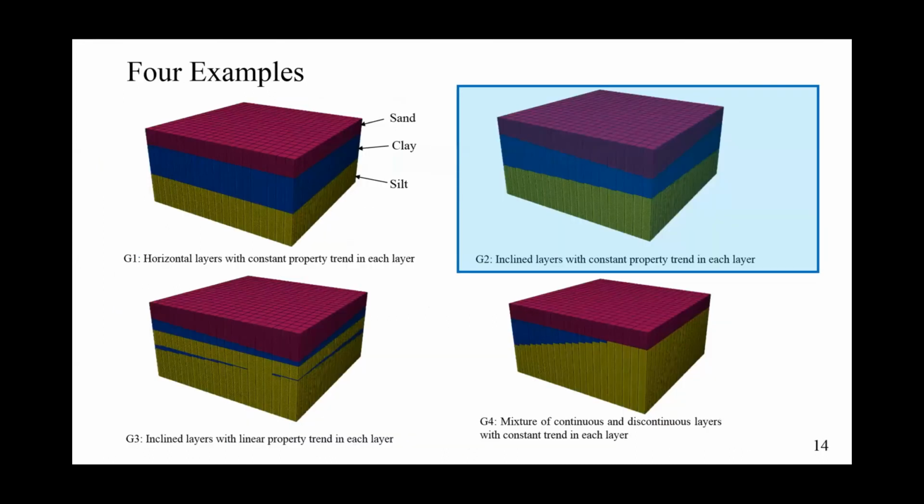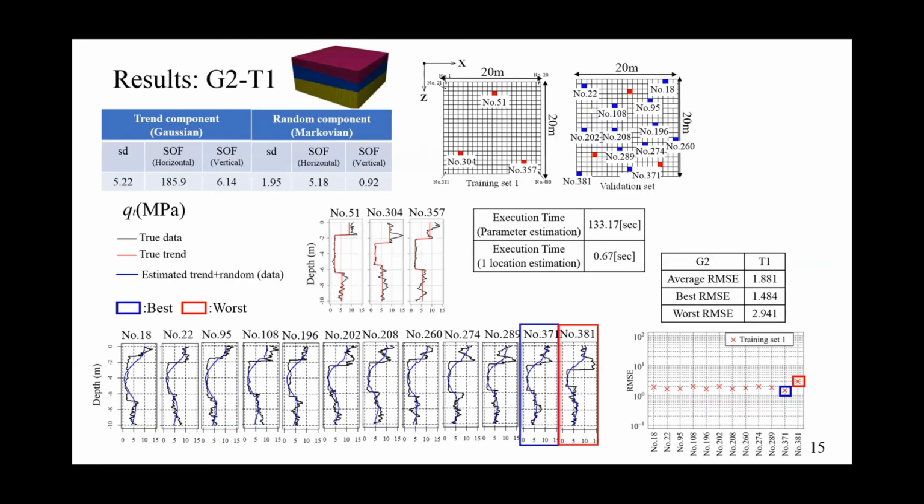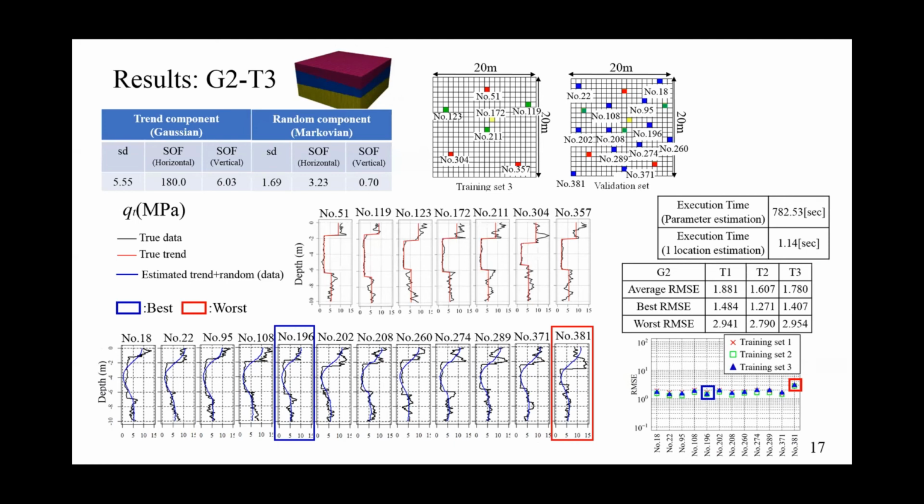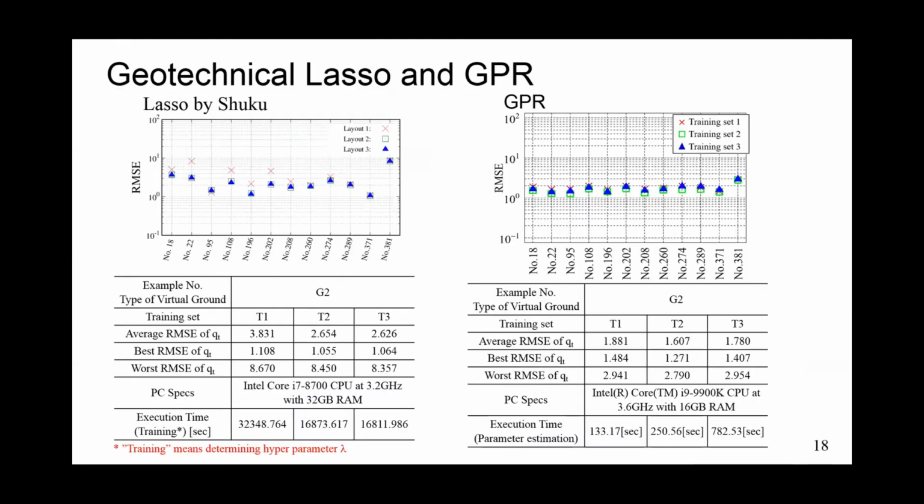Okay, G2. In this case, an inclined layer with the constant property trend. And in the same way, this is training set number 1. So there are only 3 boring sites, observation sites, and the estimated results, T2 and T3. Takayuki sent us his result in advance. So let's compare it. Already Professor Chin did like this. So let's compare like this.